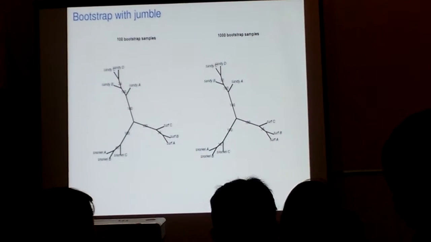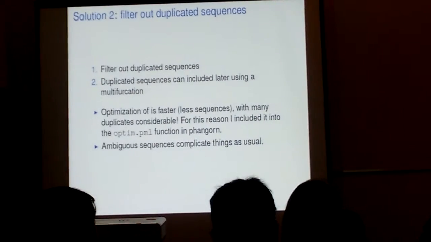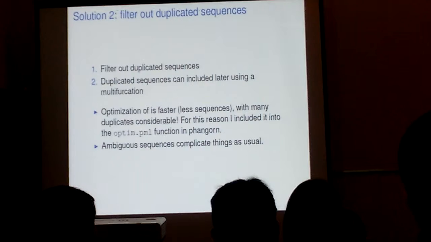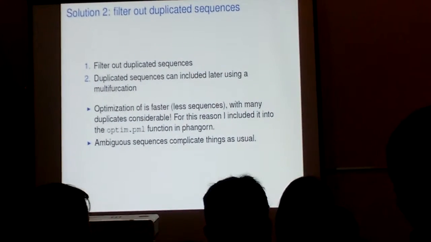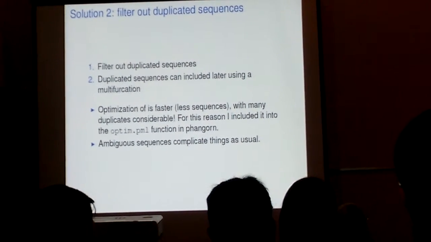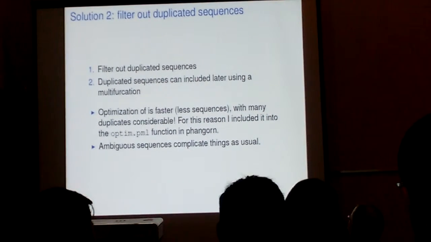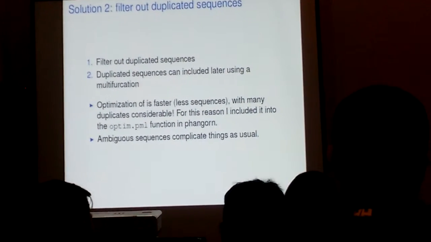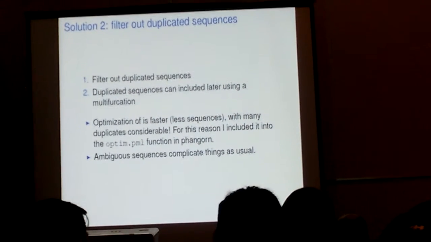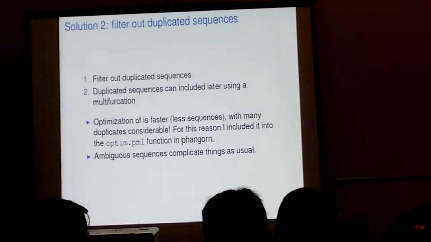But we actually can do slightly better, or we can have two different solutions. The first one is we can try to filter duplicate sequences, because we can just look first for duplicated sequences, and that's pretty simple to do. Then we can build our tree only on the unique sequences. This also has the advantage that if you use maximum likelihood or some other methods, it's most of the time much faster to compute a tree with fewer sequences. Sometimes you see that half of the sequences are duplicated if you look just at a gene tree.